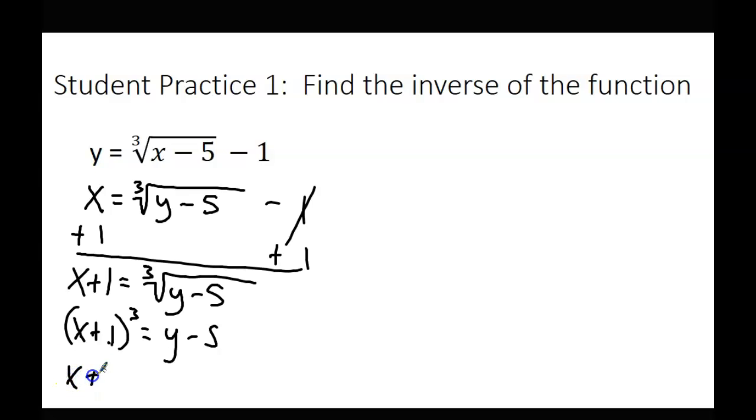Because remember, let's not lose sight of our goal. I know that on my example, I had different stuff. But here, our goal is just to get y by itself. And we can see all you have to do to get y by itself is add the 5. So there's that.